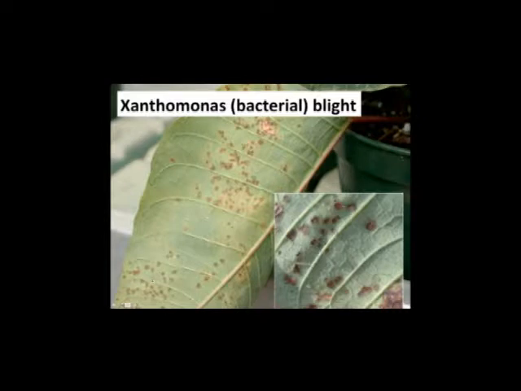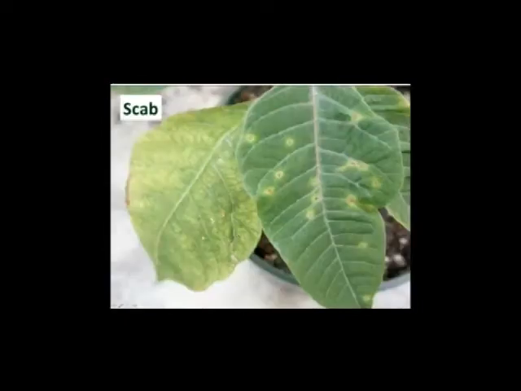Occasionally you will see distortion in heavily infected leaves. Next slide, please. So I'm going to show you what scab looks like. We talked about what scab looks like on the stems. This is what it looks like on the foliage. It can be confused with Xanthomonas blight as well.